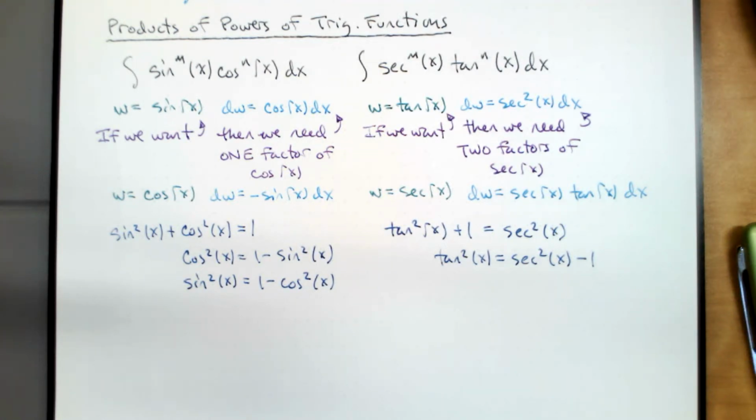So what we notice is that sine and cosine are related through the Pythagorean identity, but they're related in pairs. I can replace two factors of cosine with 1 minus sine squared. Over on the other side, secants and tangents are related in pairs. I can replace two factors of secant with tangent squared plus 1. So tangents and secants are related in pairs. Sines and cosines are related in pairs. All right.